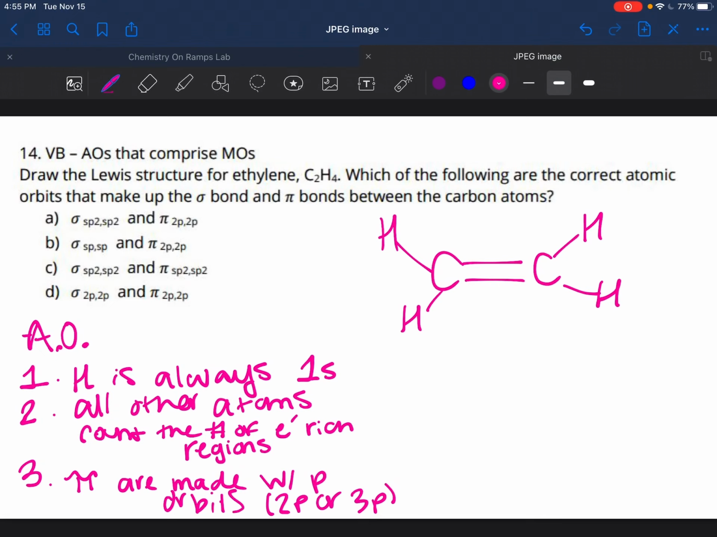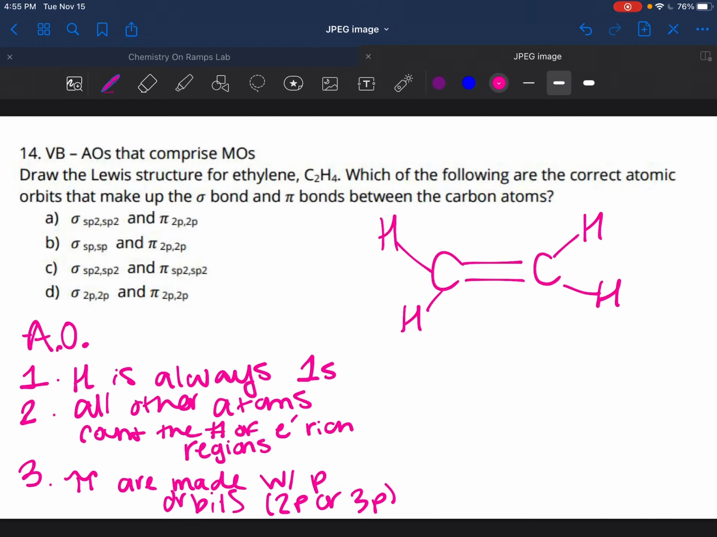Okay, so let's go ahead and start where we left off. Rules for doing atomic orbitals. Number one, H is always going to be a 1s when you're writing its atomic orbital. For all other atoms, count the number of electron-rich regions, and you'll put that as its atomic orbital.